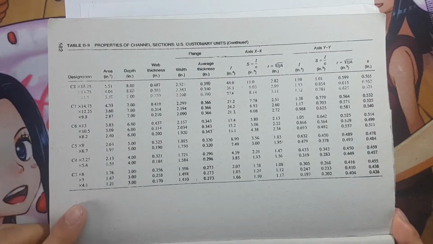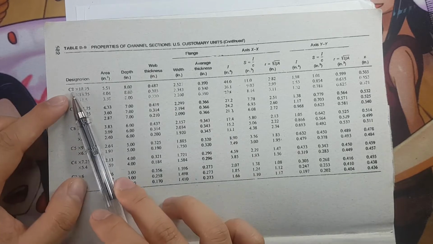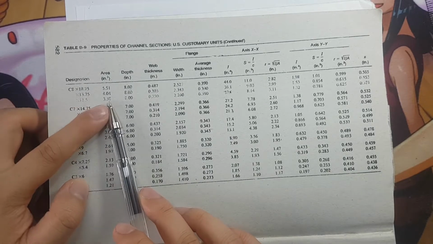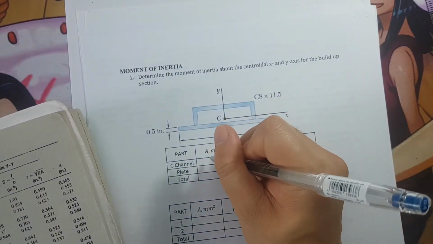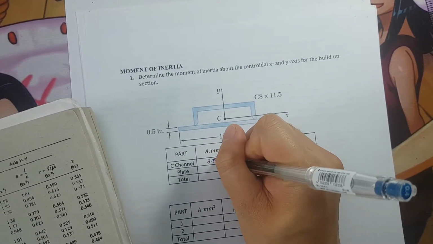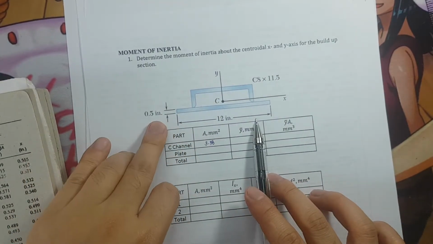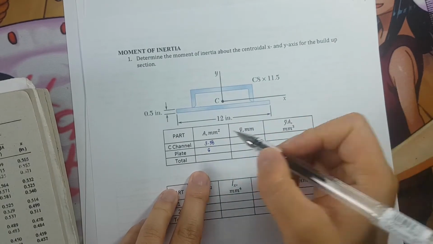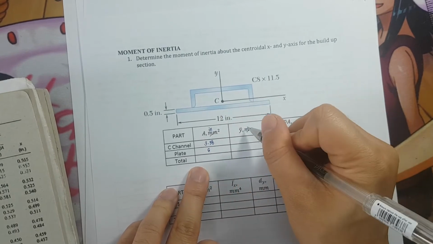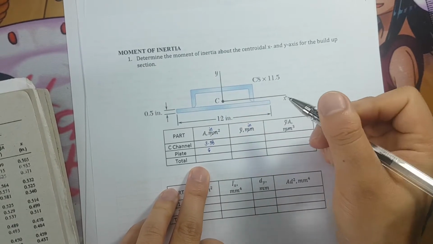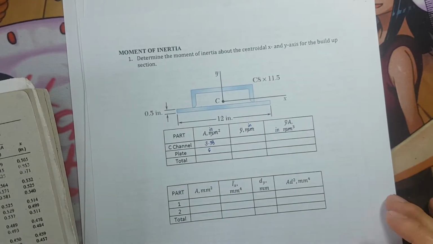We have here the channel section, C8 by 11.5. The area is 3.38. Now for the base plate, it is 12 by 0.5, so that is 6 square inch. By the way, let's change our units here. It should be in inch squared, and this is also in inch to the cube. Now for y-bar.